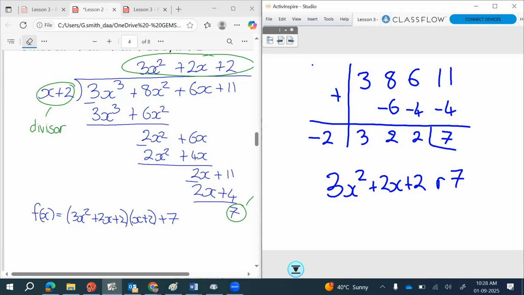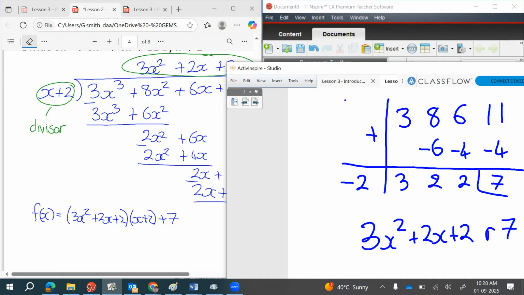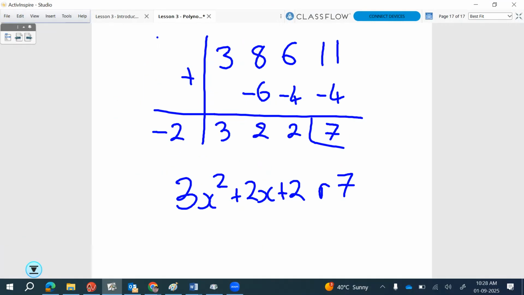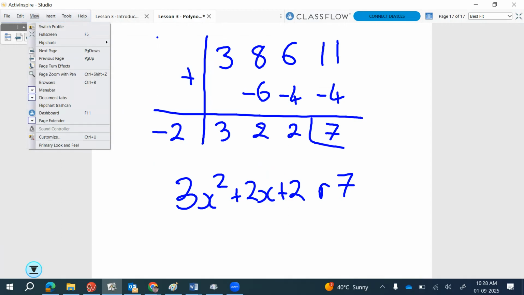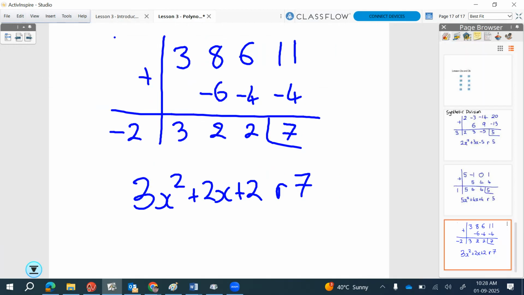Alright, you get the idea of synthetic division? Hopefully you can practice that with some of the problems that we're working with. Let me go on to our last problem. We've got 10 minutes for this one.